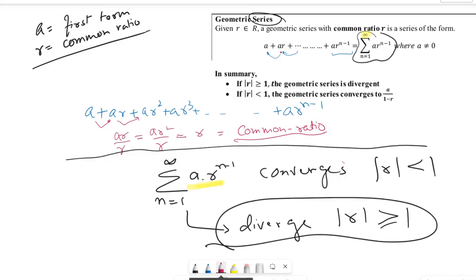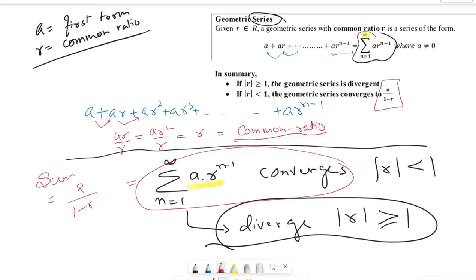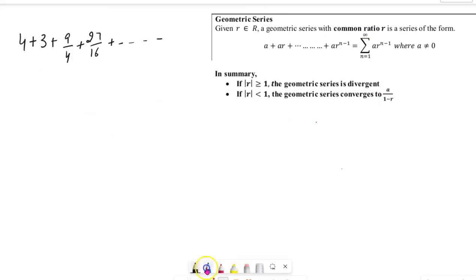If the series converges, then you can find the sum. The sum up to infinity is given by A divided by 1 minus R. Here is the sum. This is the sum of the series at infinity. So this is the main concept. Let's use some examples and see if you understand it.